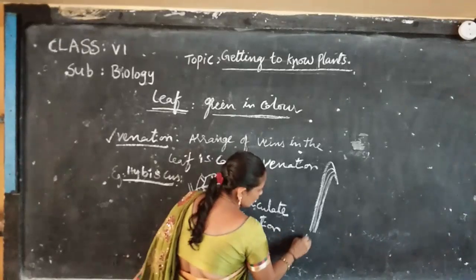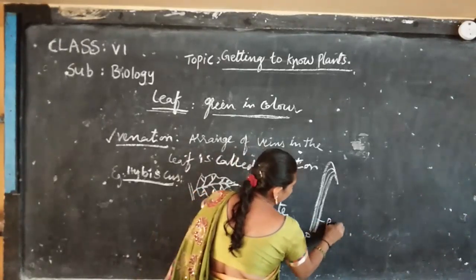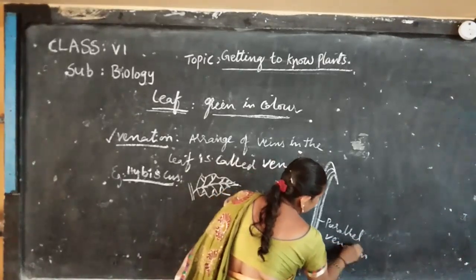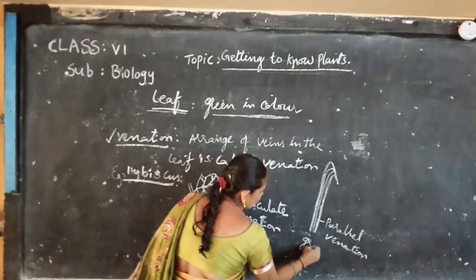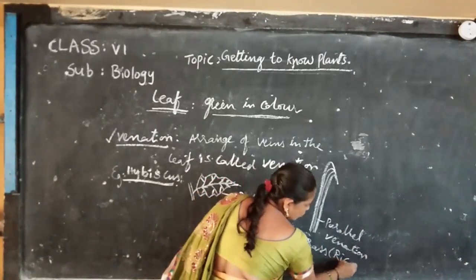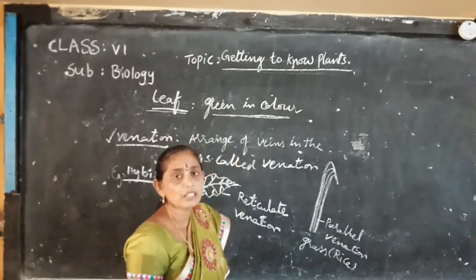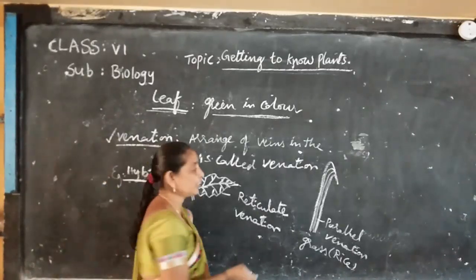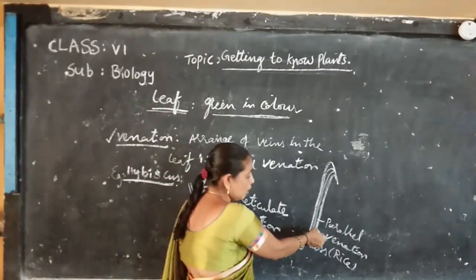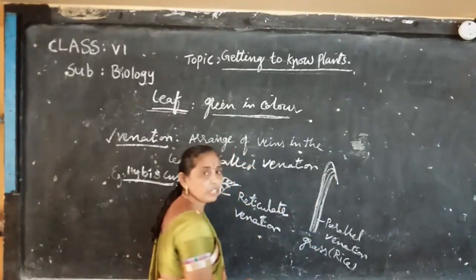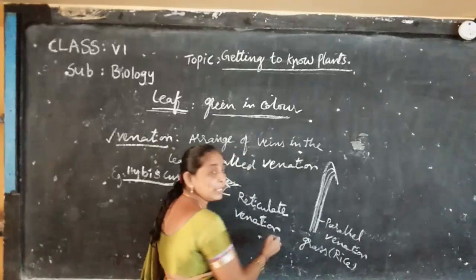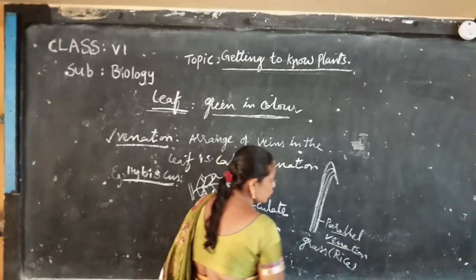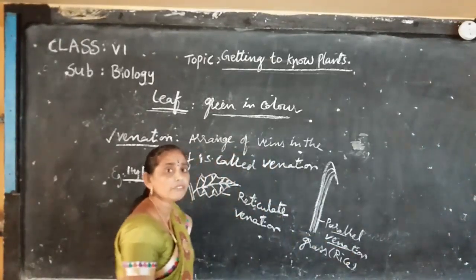This type of venation is called parallel venation. For example, grass, rice, wheat, maize. All veins arise from the base of the leaf to the tip. They are parallel to one another. This type of venation is called parallel venation.